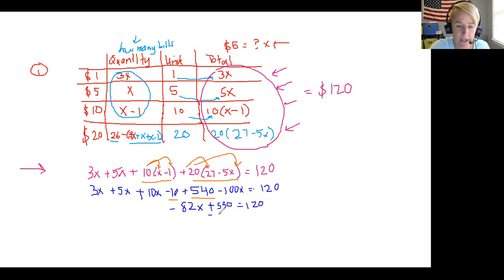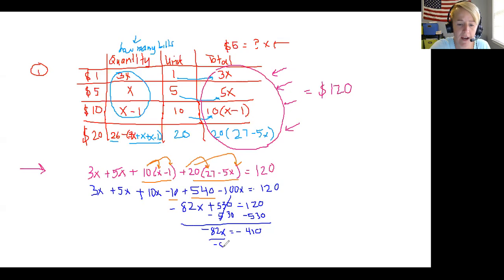Now, of course, I want to start getting this x all by itself. So I'm going to subtract 530 from both sides. You know the rule: what you do to one side, you must do to the other. These are going to cancel, and that's the whole point. So we have negative 82x equals negative 410. You can use your calculator here, and the negative goes with the larger quantity, which is 530.